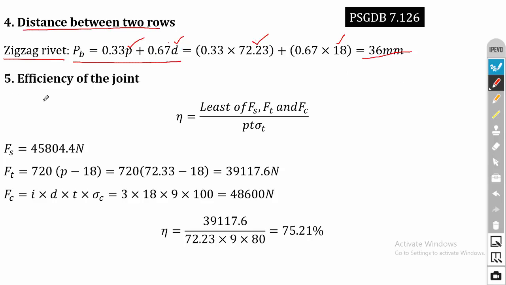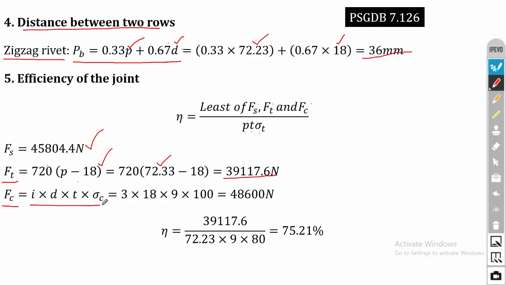So the last step is calculation of efficiency. So nu is equal to least of Fs, Ft and Fc divided by Pt and sigma t. So Fs I have calculated, Ft I have calculated, in that Ft is equal to 720 P minus 18. So this equation I have used for calculating the pitch value. Now I have calculated the pitch value, so you can substitute the value of pitch here. It is 72.33 and you can find the value of Ft. So that is 39,117.6 Newton. Then Fc we haven't calculated, so to calculate the efficiency we have to calculate the Fc value now.